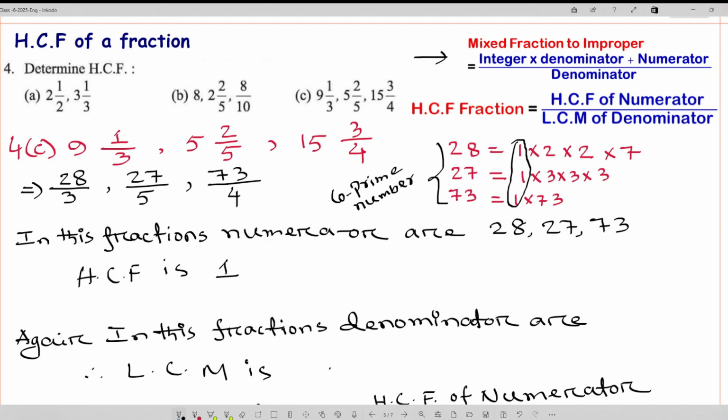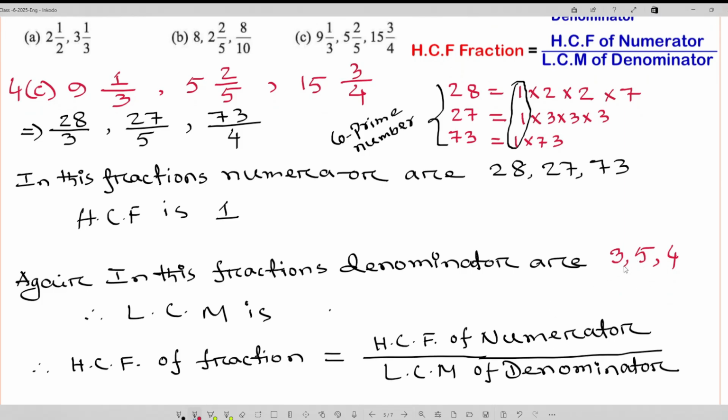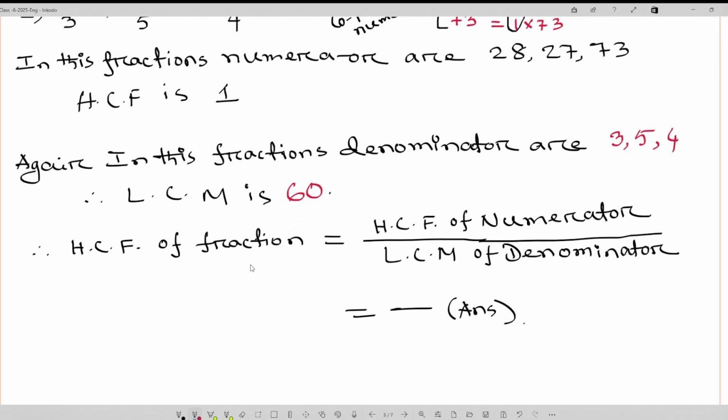Now in these fractions the denominators are 3, 5, 4. There is no common factor, therefore we multiply everything. So 3 times 5 is 15, 15 times 4 is 60. Now the HCF of the fraction: the HCF of the numerators is 1 and the LCM of the denominators is 60. So 1 by 60 is our answer.